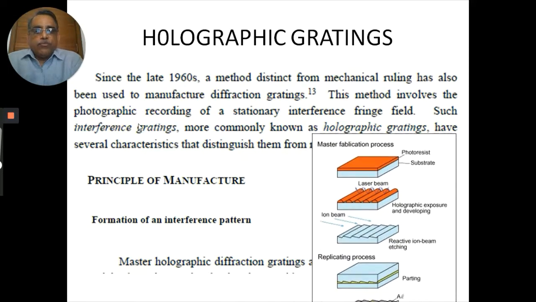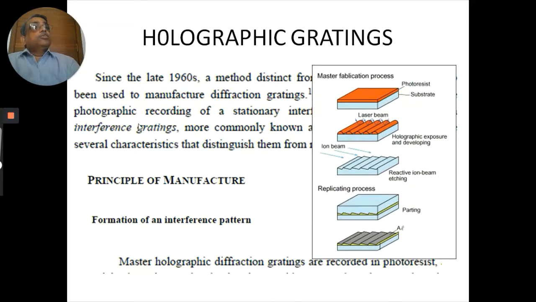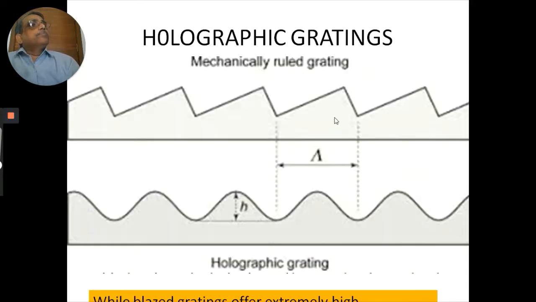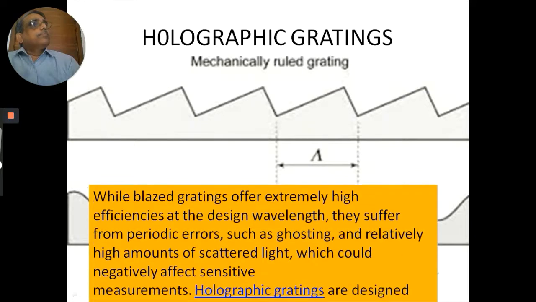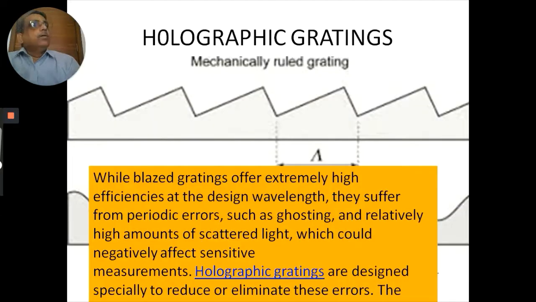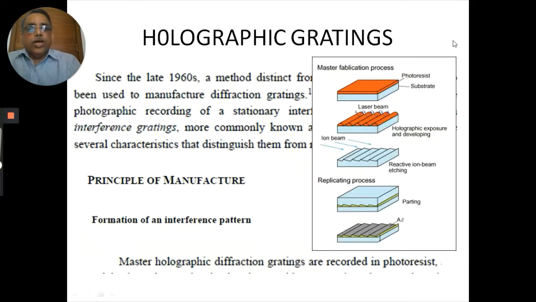And if you look at the fabrication process, now you can have the photoresist. That's what I told you, photoresist material, and then they have a substrate, make a coating, and then you can have laser beam action, and then you can have a holographic recording. So now you can see that holographic formation.